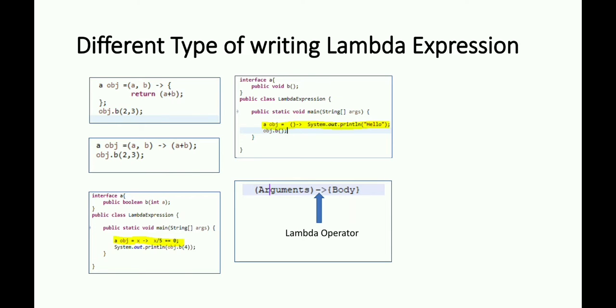And in the fourth example, if we are not passing any arguments and we want a statement to execute, we can write it like this. So what we are trying to do, first we write the arguments which are getting passed, if available, then the lambda operator, and then the body. So this is how the different types of writing a lambda expression work. So let's move ahead.